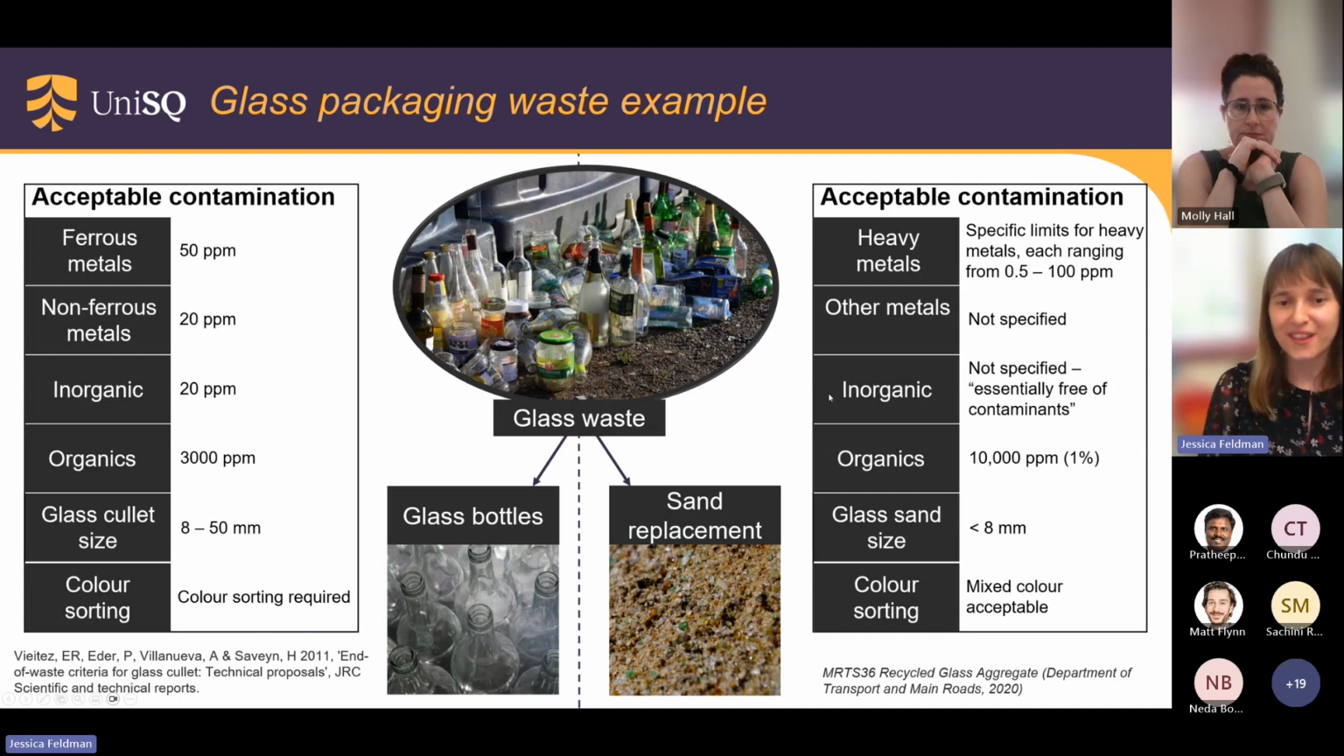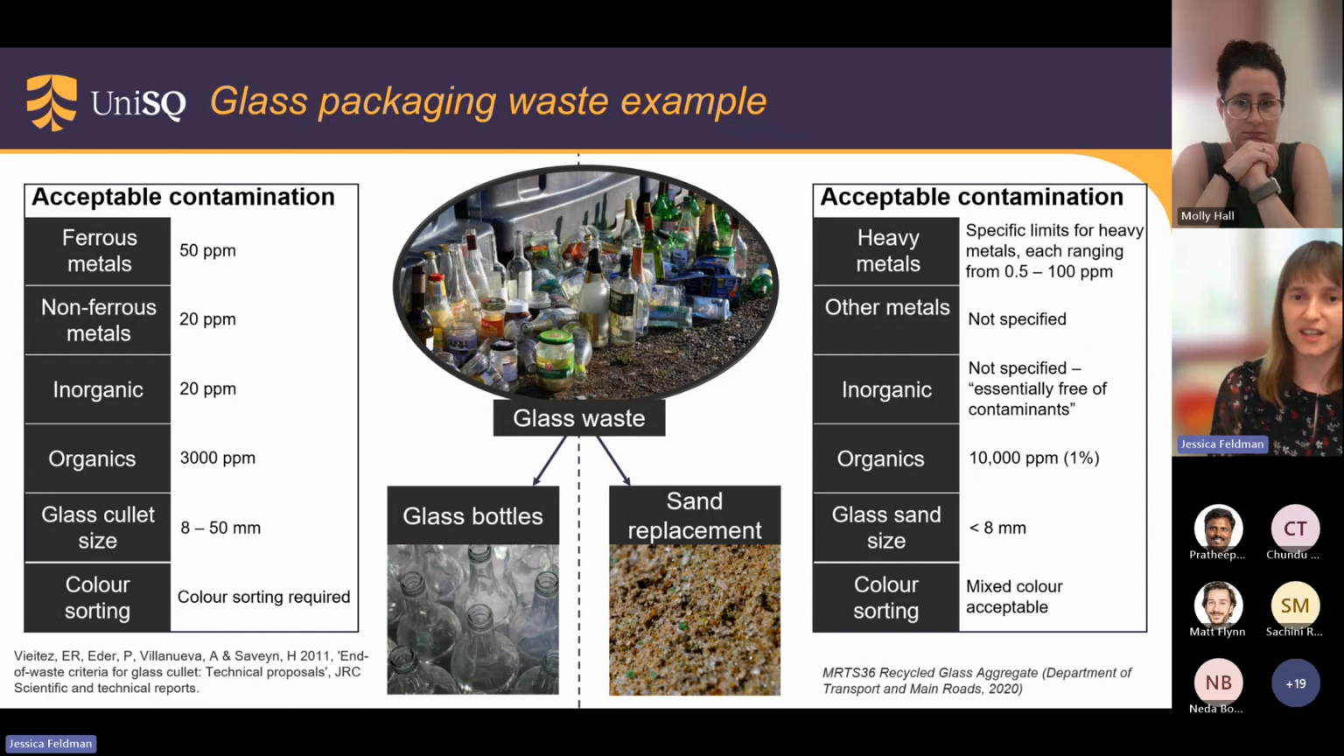So right now, the answer seems quite simple. Glass recycled into glass bottles is the better choice. Why would you ever do the other one? But the big advantage of glass recycling as a sand replacement is that the amount of acceptable contamination, which is the amount of other materials that can be in that glass waste stream, is much more lenient. Just naturally, when glass is collected in your recycling bin and taken to a material recovery facility, it's going to be exposed to a lot of other materials.